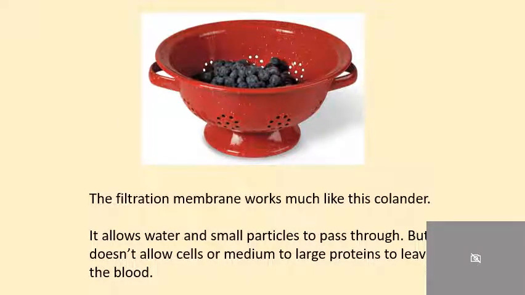So perhaps you're familiar with a colander. It too is a size exclusion device. As we pass water over these blueberries, we want the water and any dirt particles to pass through the walls of the colander, but we don't want the blueberries to pass through. The blueberries stay inside the colander, and the water and the dirt particles are able to be filtered out.